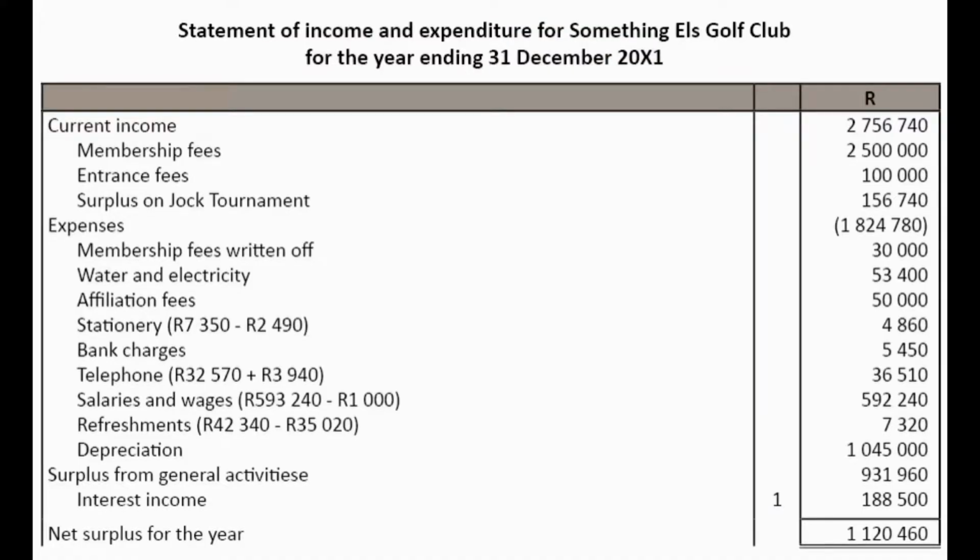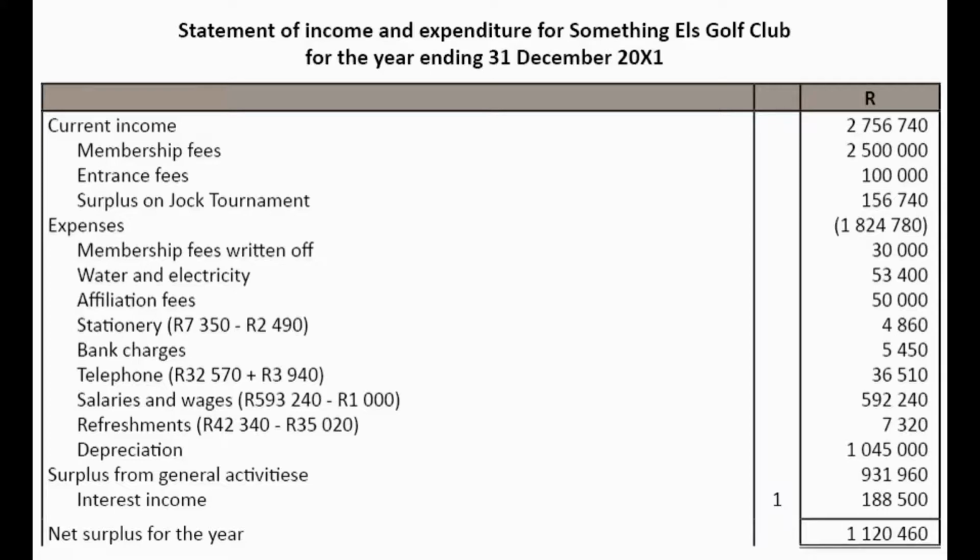Okay, and then we get to the statement of income and expenditure. We start with the current income. Membership fees 2,500,000, we add the entrance fees of 100,000, which we get straight from the trial balance. Sorry, that 2.5 million for the membership fees, we get from the membership fees account that we have opened. And then interest fees is straight from the trial balance.